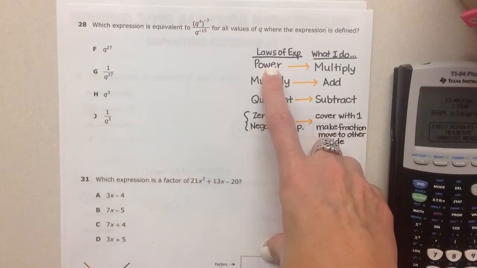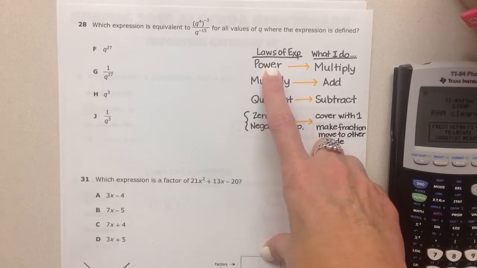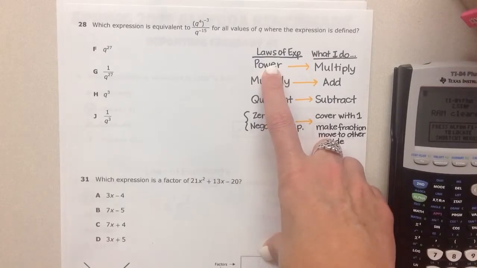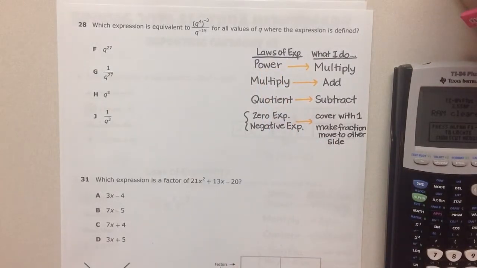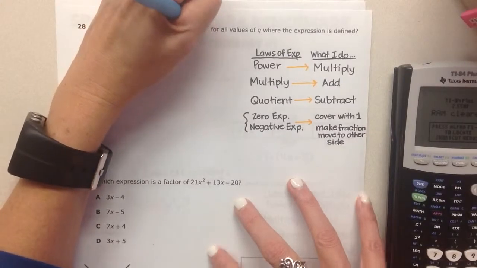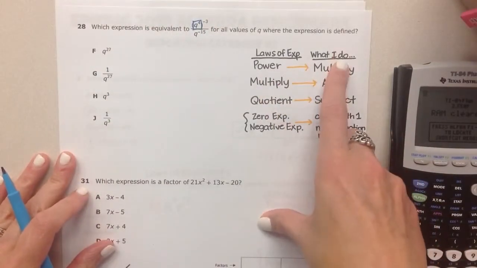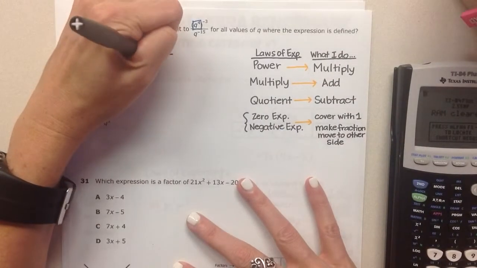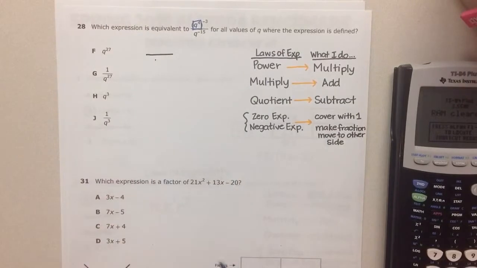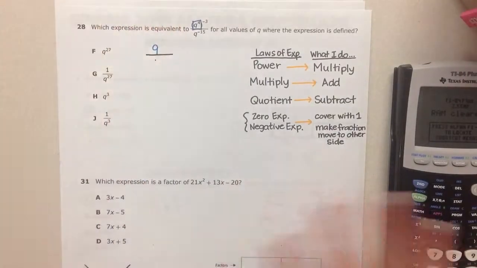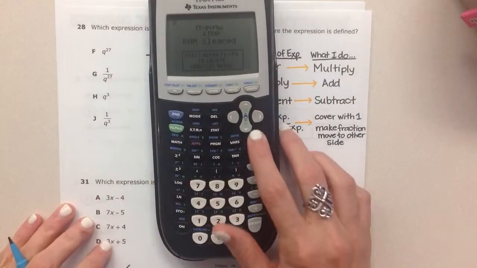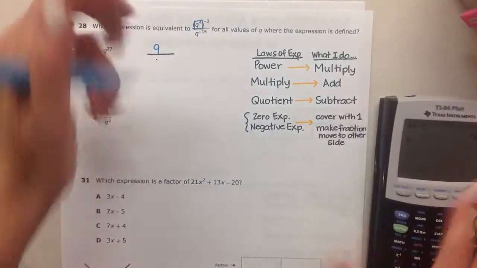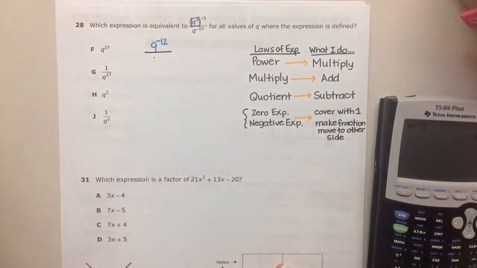So we're going to start with power law. Do we have an exponent, a power raised to a power? And we do here in the top of our fraction in our numerator. So we are going to use our power law. We are going to multiply, because that's what I have to do to the exponents only when I have that power law. So I am now going to have q. So now I'm going to multiply 4 times the negative 3. So if you struggle with multiplication, you want to check your work in your calculator. I get negative 12. So now I have negative 12.